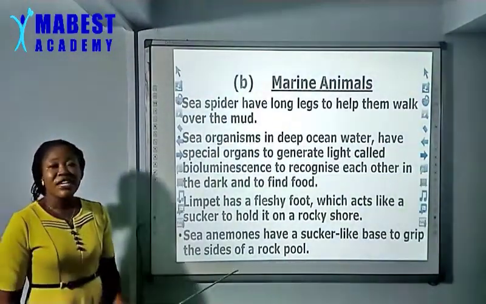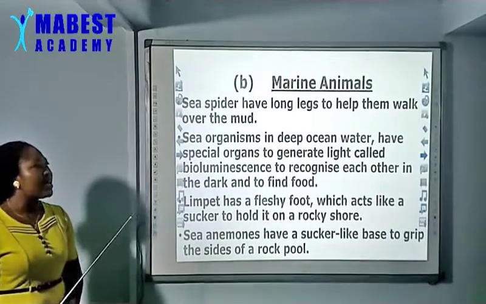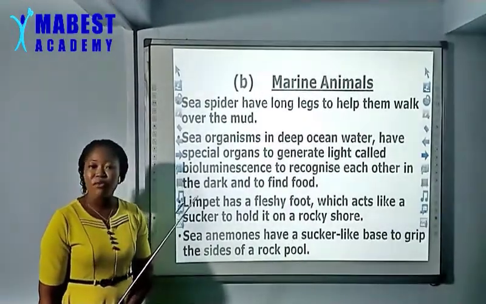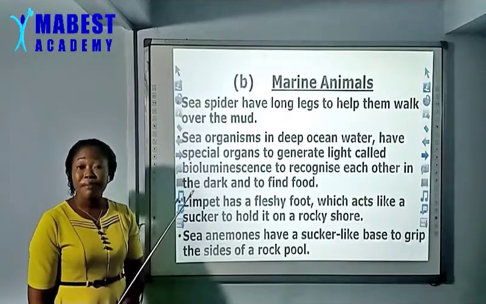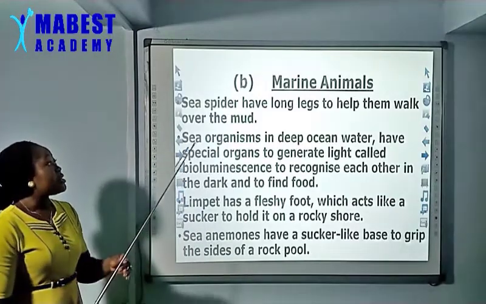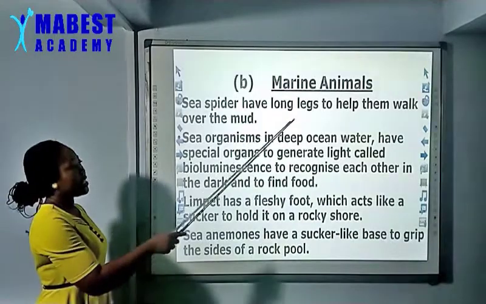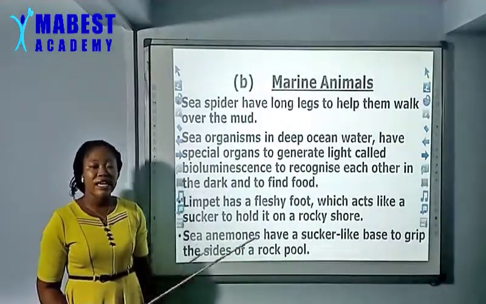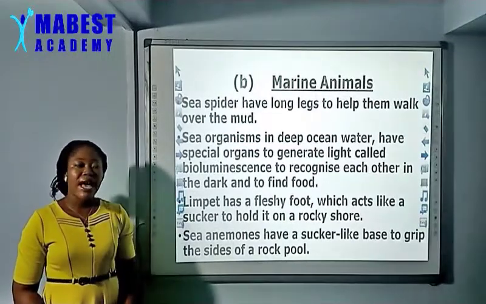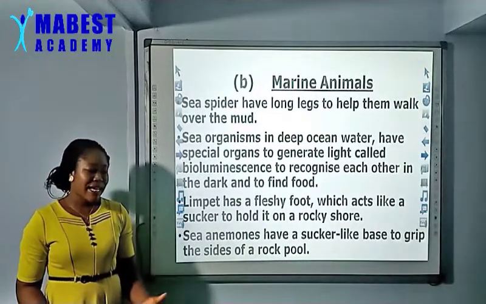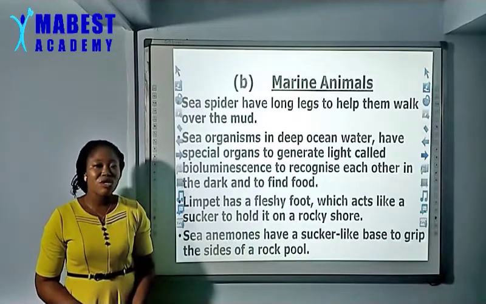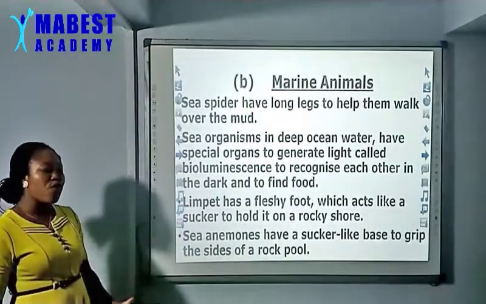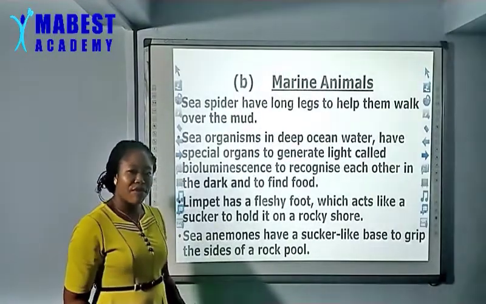Then we have marine animals. Marine, remember, is also an example of an aquatic habitat. Sea spiders have long legs to help them walk over the mud. Mud is just like a waterlogged environment, and an animal can easily get stuck in it. As a result, they have long legs, which help them to move freely on the surface of the mud.